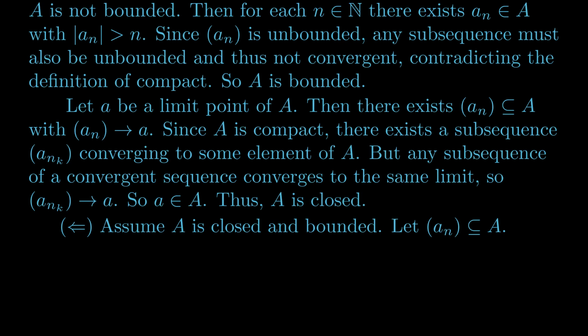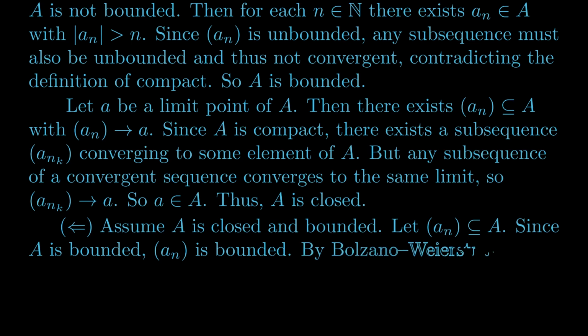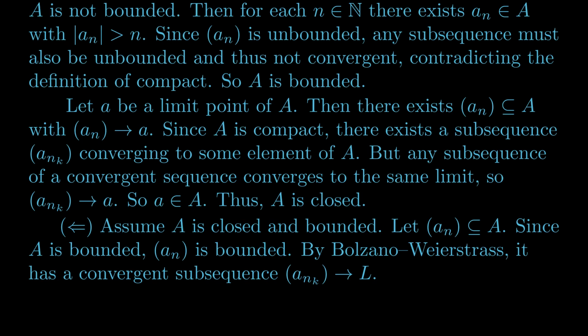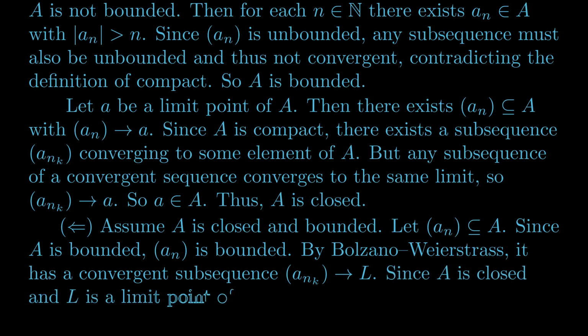For the reverse direction, assume A is closed and bounded, and we'll now show that it's compact. Let an be a sequence whose terms are contained in A, and we'll need to find a subsequence that converges to a limit in A. Since A is bounded, the sequence an is bounded, and so by the Bolzano-Weierstrass theorem, it has a convergent subsequence, a sub nk, converging to some limit L. Since A is closed, and L is a limit point of A, L is in A. Thus, A is compact.